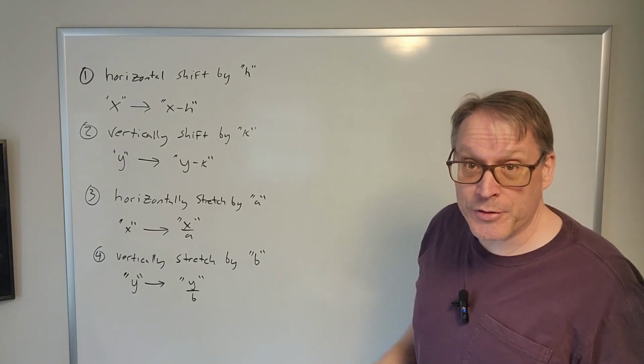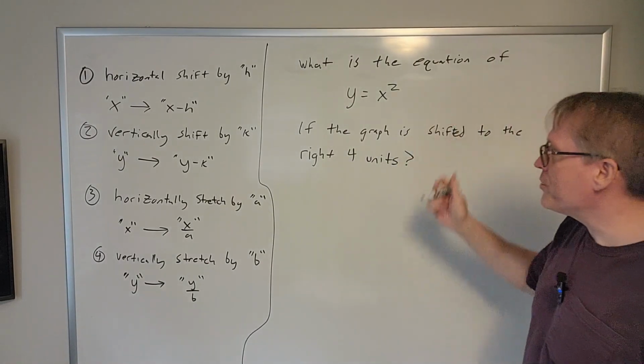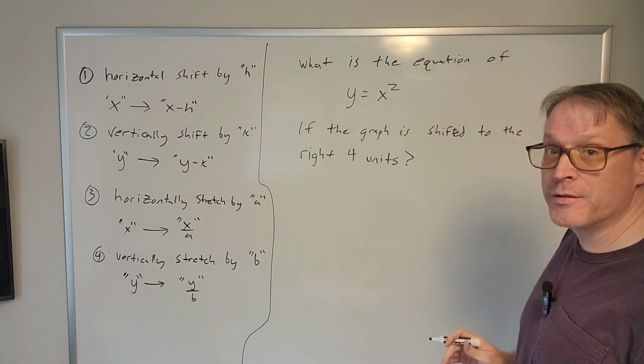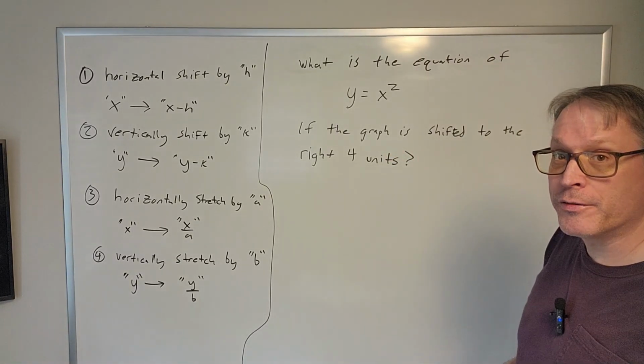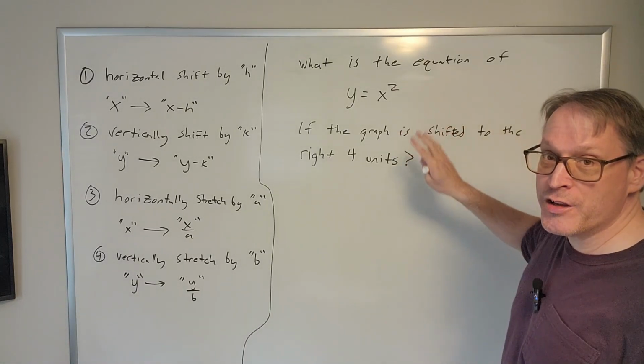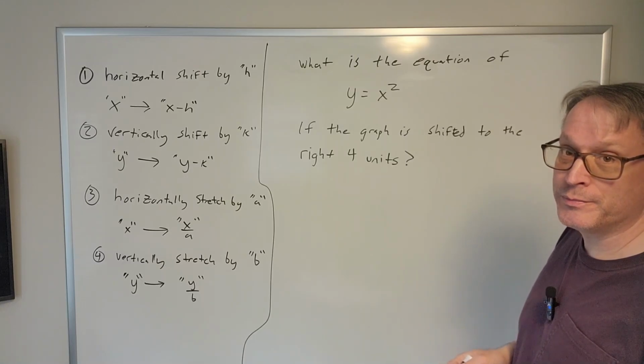Let's look at a bunch of examples. Suppose you have a question something like this. What is the equation of y equals x squared if the graph is shifted to the right 4 units? Pause the video, give it a shot yourself. In other words, how would this equation change if you shifted it to the right 4 units? What would the new equation be?